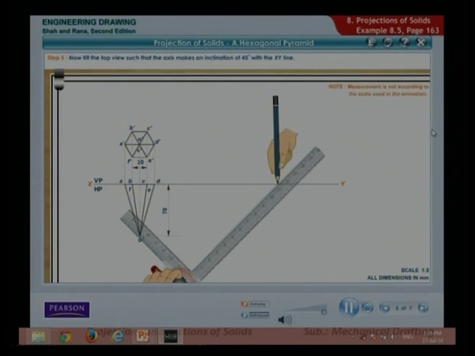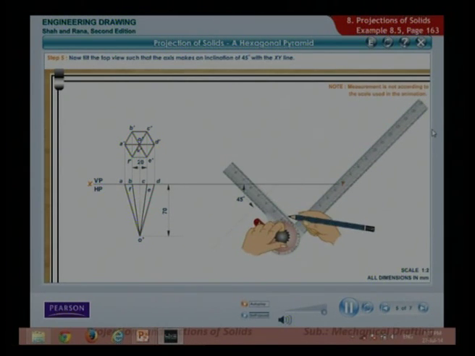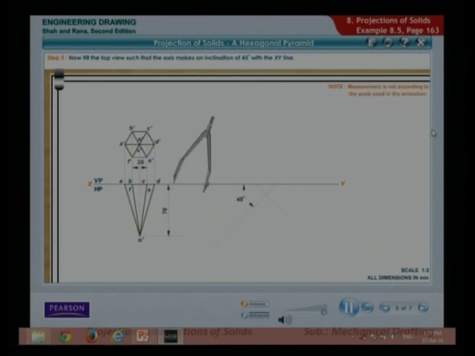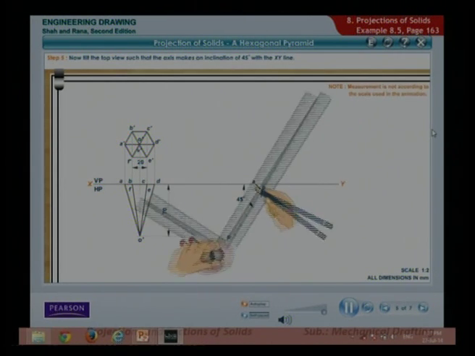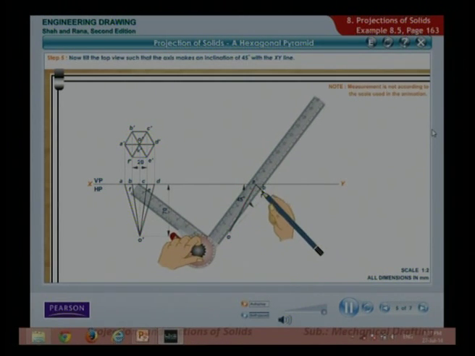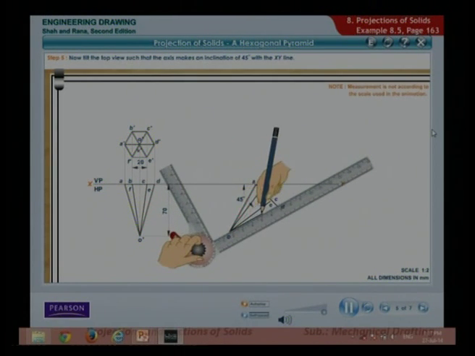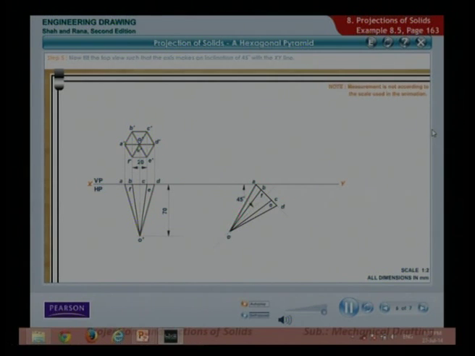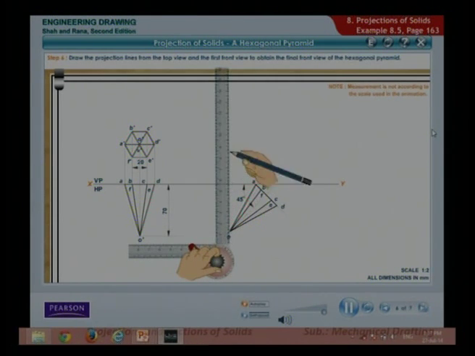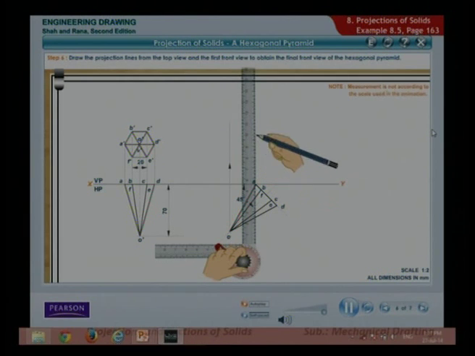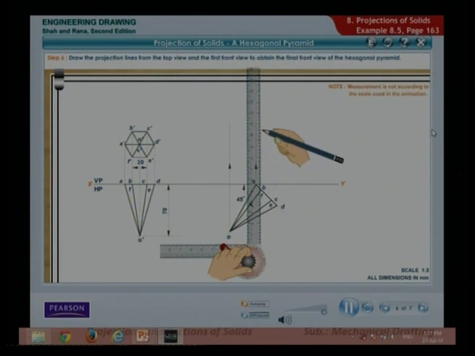Now, tilt the top view such that the axis makes an inclination of 45 degrees with the XY line. Construct the top view such that the axis is on the 45-degree line by taking approximate measurements from the first top view. Draw the projection lines from the top view and the first front view to obtain the final front view of the hexagonal pyramid.